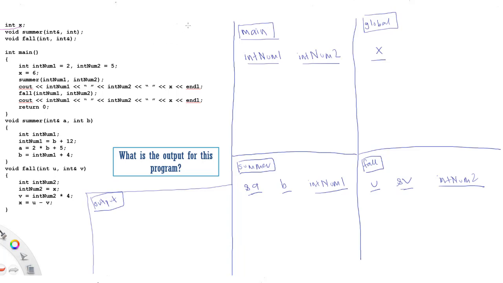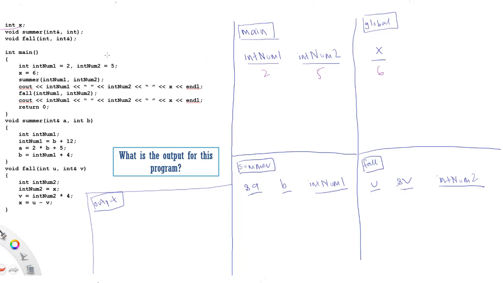All right, so when we click on execute, of course we're going to execute the main function first. So let's take a look here. Int num1 equals 2, meaning that we have a variable called int num1, and then it stores 2, and then int num2 equals 5, so this stores 5, and then x equals 6, so meaning that the global variable will store 6. Then you move on to summer. Summer, int num1, int num2. So now let's take a look at this function called summer.